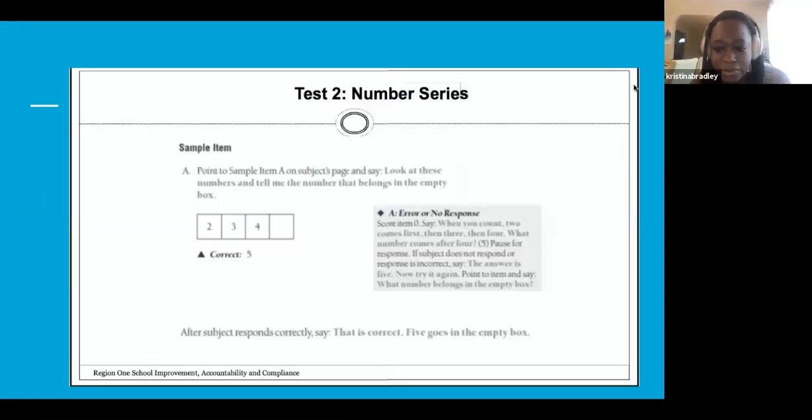And then we have an example here that you can take a look at for more information. For this one, it says, point to sample A on the subject's page and say, look at these numbers and tell me the number that belongs in the empty box. And then we have an example below.